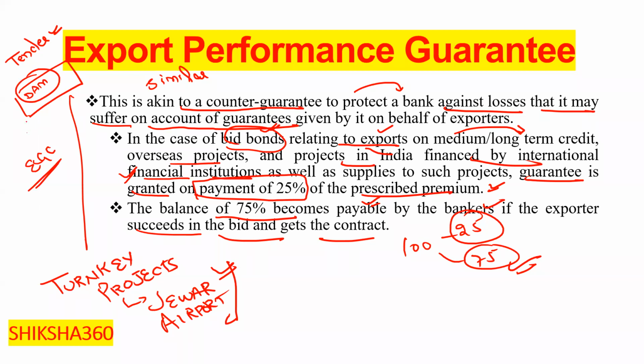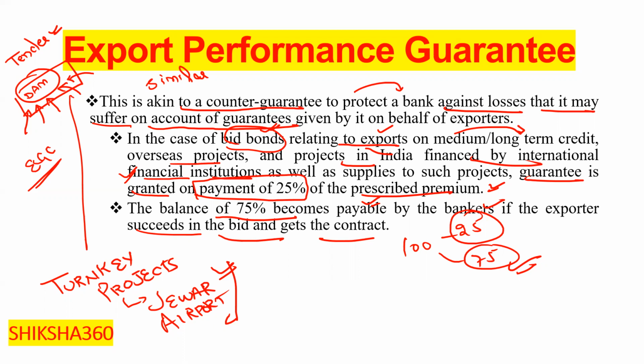Clear? Basically, from all over the world, bids are given for getting the tender. They also have to pay some specific amount for giving a bid in the tender. So on that, how much guarantee is granted?